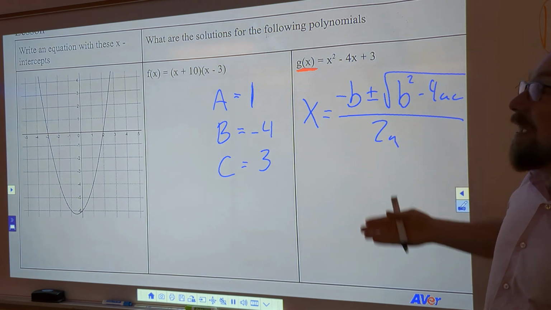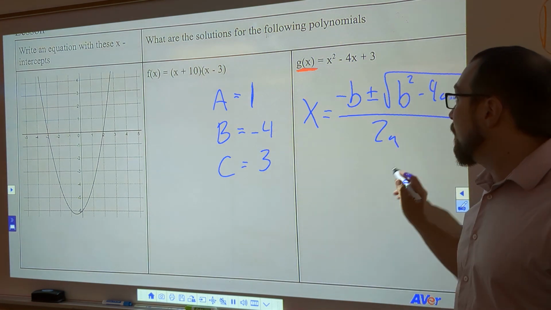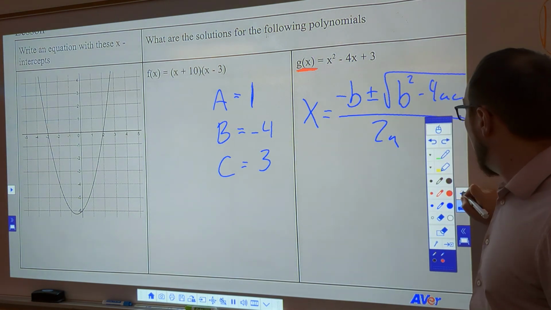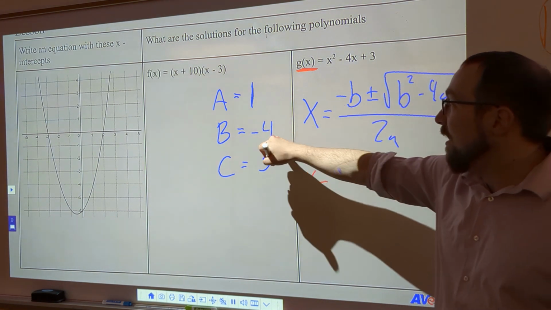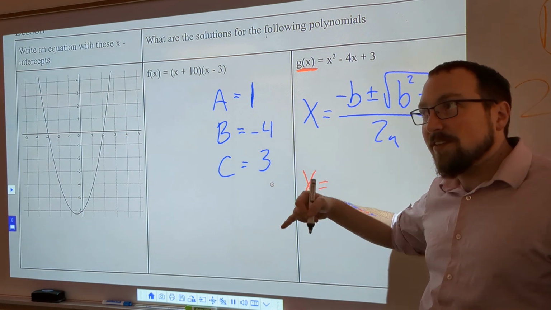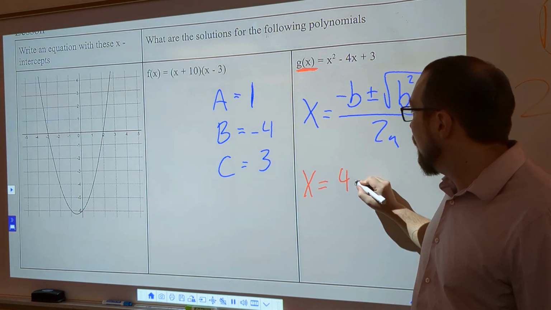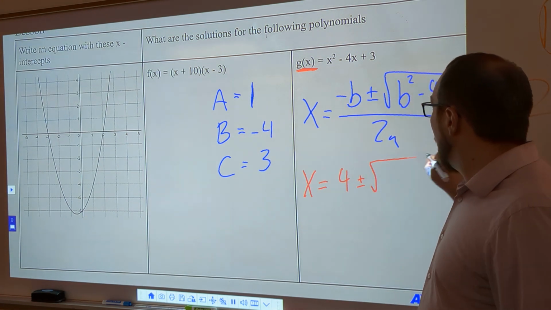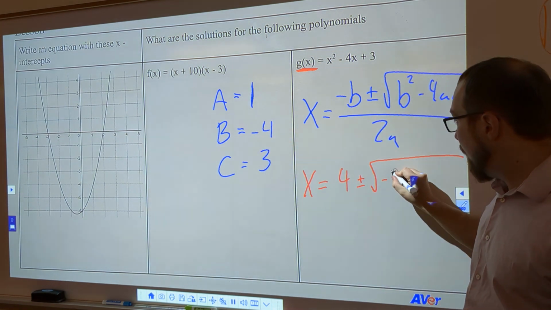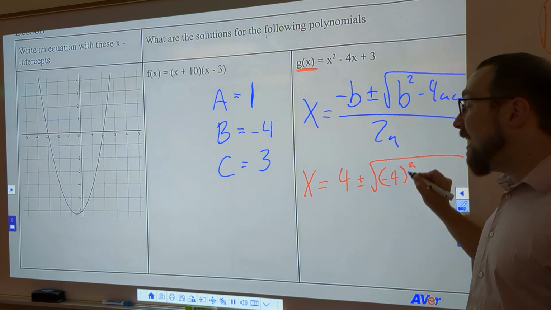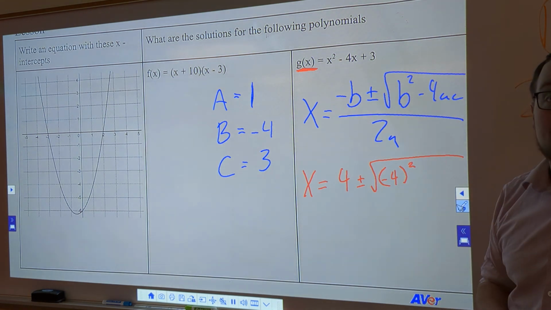All right, what we're going to do from here is plug in our numbers. So let's go back to this. X is going to equal the opposite of B. B is negative 4, so the opposite of negative 4 is going to be positive 4. Plus or minus the square root of B squared. That's negative 4 squared. This must be in parentheses or else you're going to get the wrong answer.